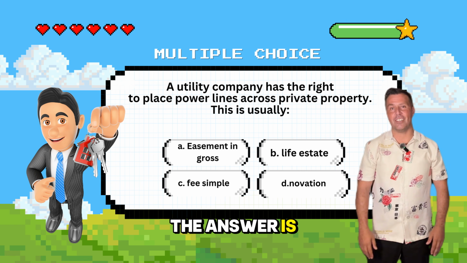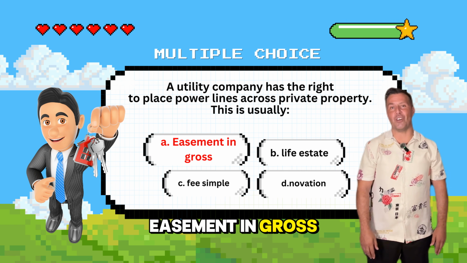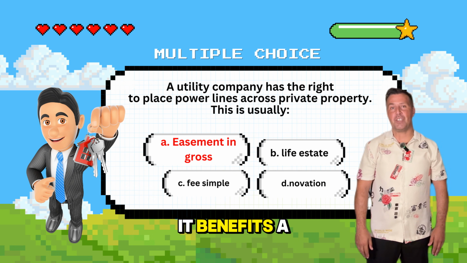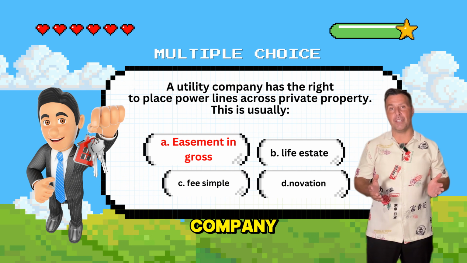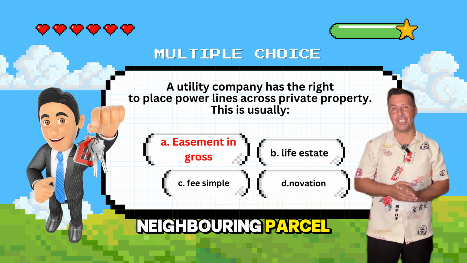The answer is A. It's an easement in gross. It benefits a person or a company, but not a neighboring parcel.